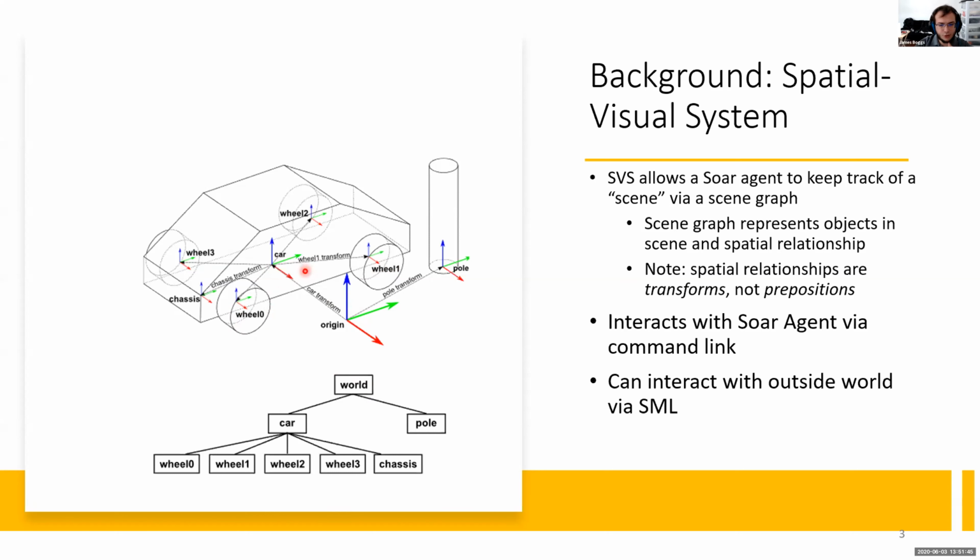So these are spatial transforms, not prepositions like above or on or next to, which does bring it a little bit closer to reality and to being grounded in useful things, but it's still very much an abstract thing. And importantly, it doesn't interact with the outside world by itself. It just simply gets fed in knowledge about what the world or the scene graph should be.